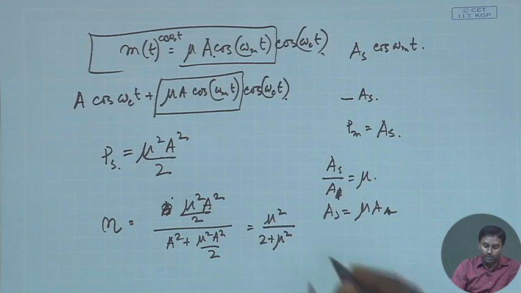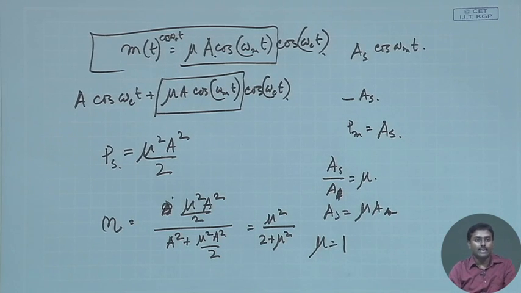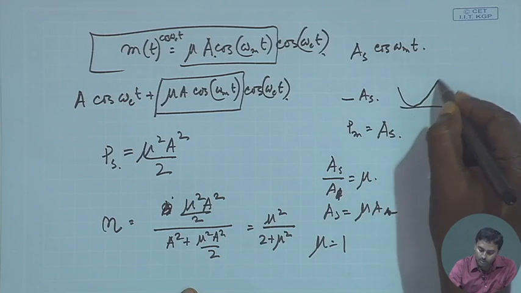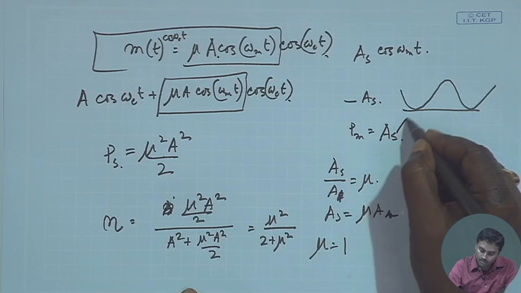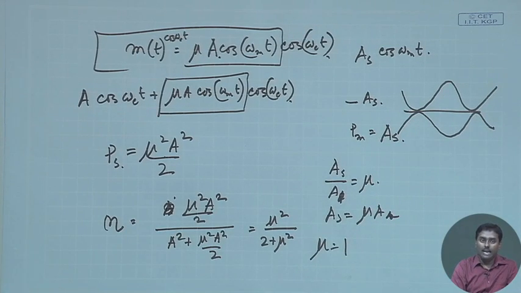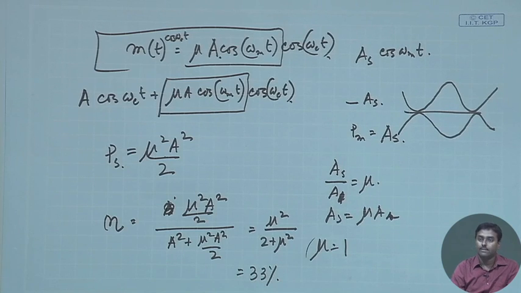If I just put mu equal to 1, that is the best I can do, that is the highest modulation. If mu equals 1, the envelope just touches, it does not cross over. Anything bigger than that will be overmodulated. So, if I put mu equal to 1, what efficiency do I get? It will be 1/3, so 33% efficiency. That is the best I can get.